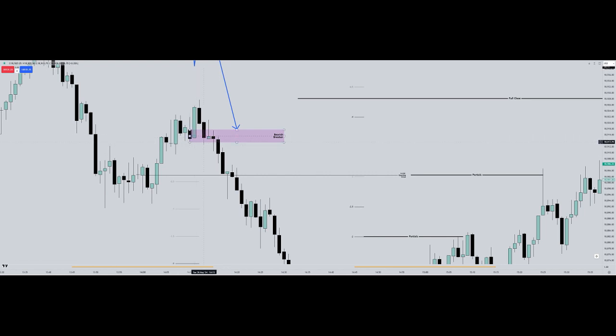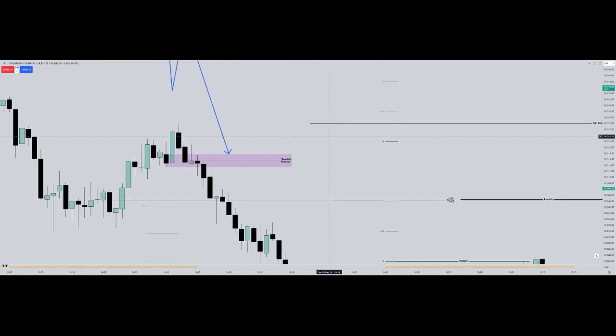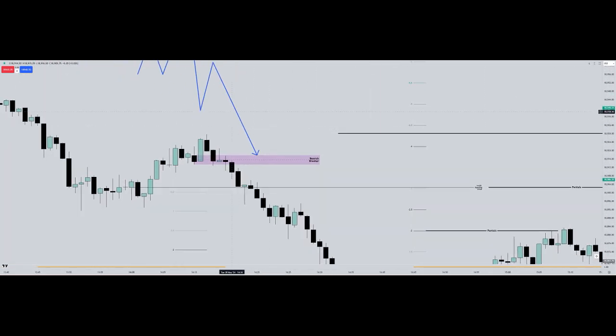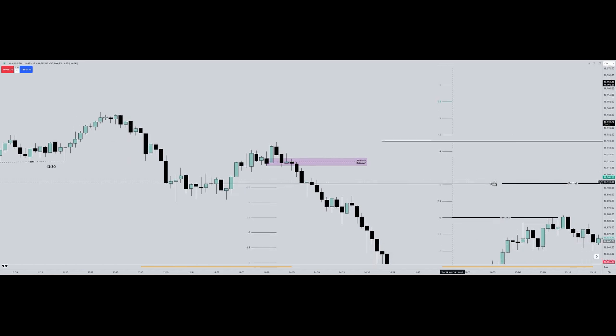Now, it does not get activated until we have a closure below the body. Okay, so you can see this candle right here did not close below the body of this candle. This candle did. As soon as we get confirmation that a closure is below this, this breaker is now valid. But why did I not take this trade? I was watching the charts, I saw the setup, but I chose to pass on it.